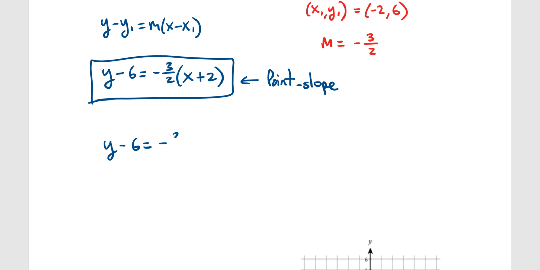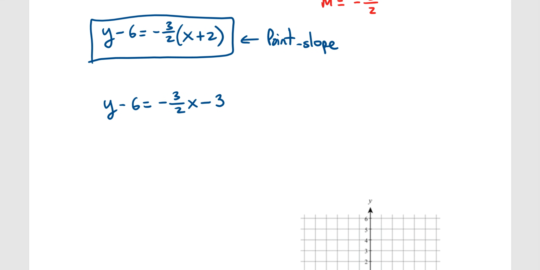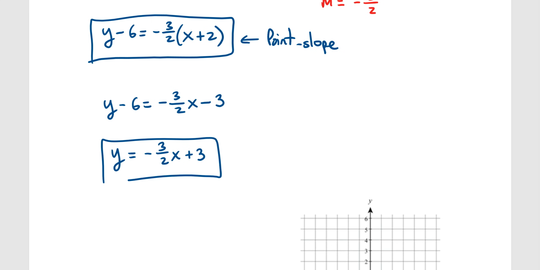And to get this into slope-intercept form, distribute the -3 over 2. That's -3 over 2 times x, minus 3. -3 over 2 times 2 is -3. Just multiplying fractions. Okay, and then all we have to do is add 6 to both sides. So y equals -3/2 x, -3 plus 6, plus 3. And there is slope-intercept form.